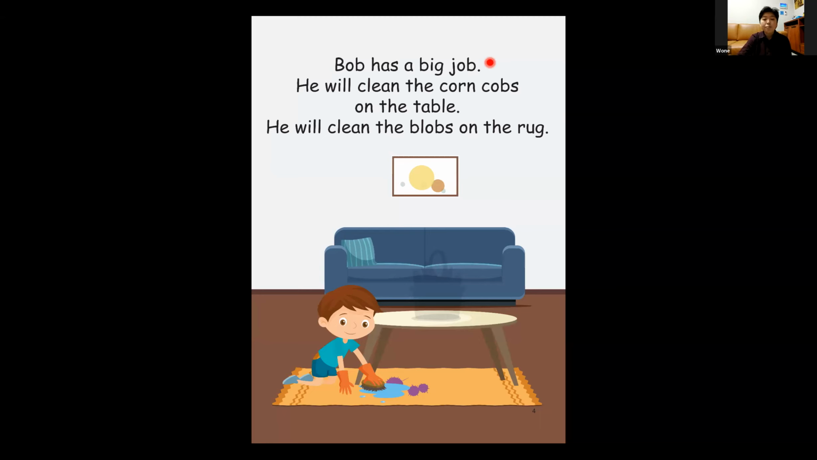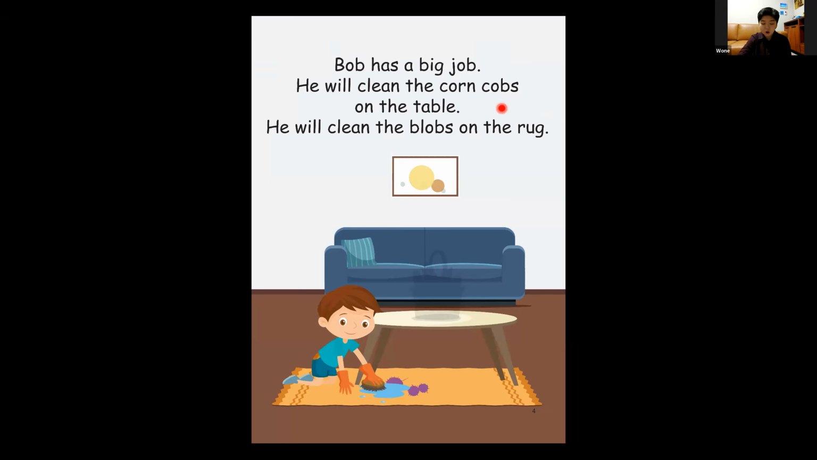Last time, Bob has a big job. He will clean the corn cobs on the table. He will clean the blobs on the rug.